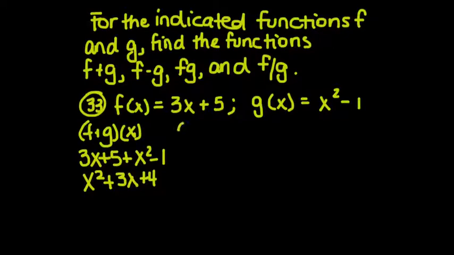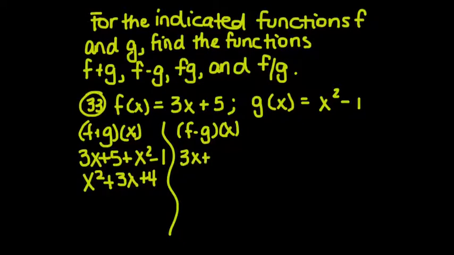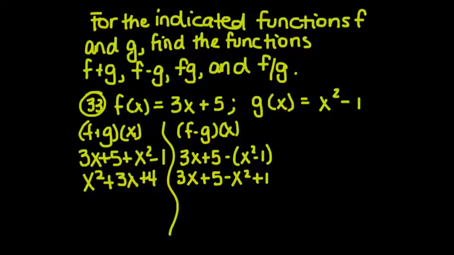To take f minus g of x, again, I have to be careful about subtracting the entire quantity. So the f of x is 3x plus 5. I'm subtracting the quantity x squared minus 1. So I have 3x plus 5 minus x squared minus a negative 1, which is plus 1. Combining my like terms, I have the opposite of x squared plus 3x plus 6.